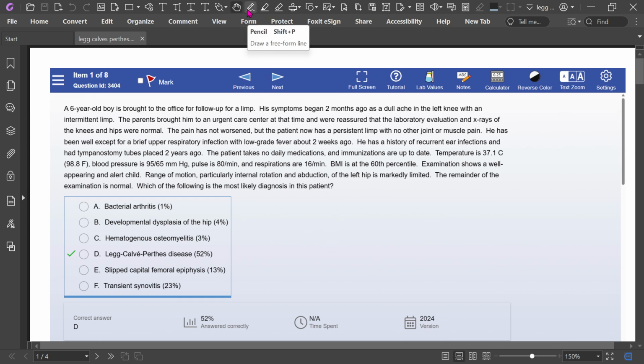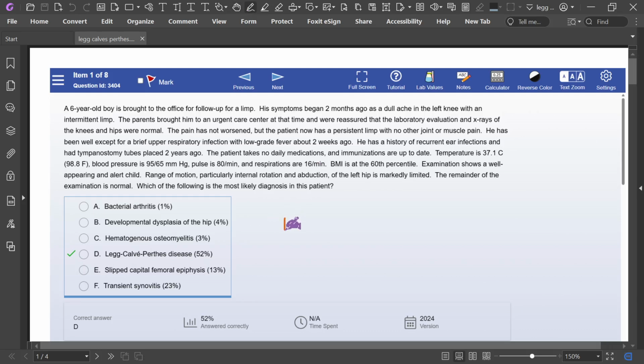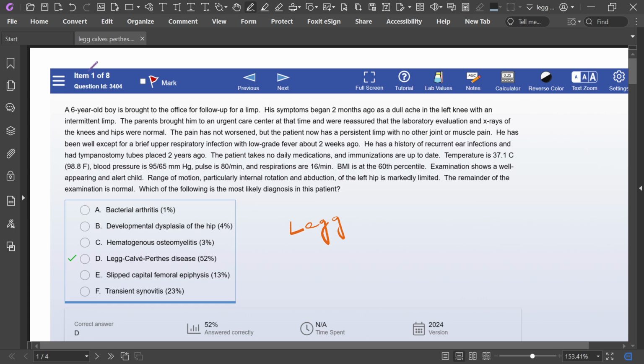Today I would like to discuss Legg-Calvé-Perthes disease. Okay, let's start with this stem. If you read this stem, a 6-year-old boy is brought to the office.